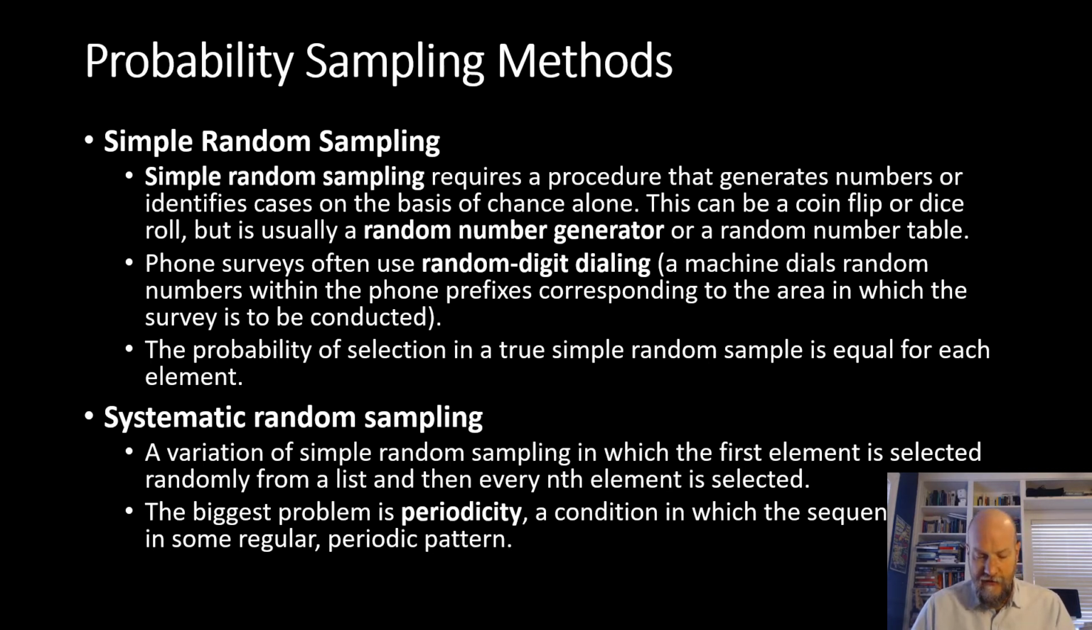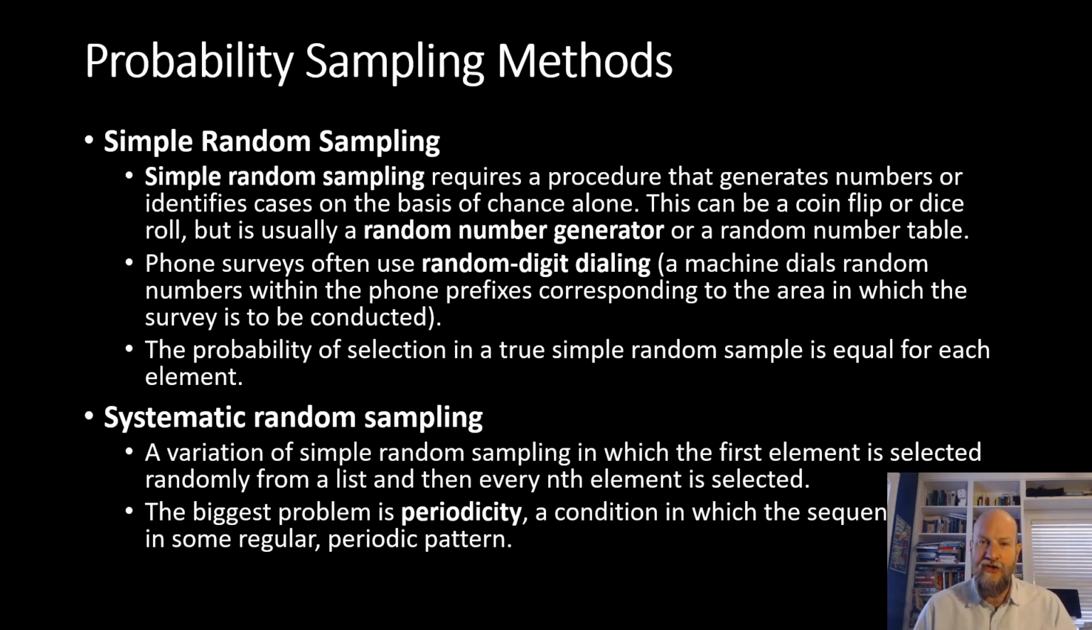So the first is simple random sampling, and it is pretty much contained within the name. You develop a procedure that generates numbers or identifies cases on the basis of chance alone. This can be done in a lot of different ways. It can be done with a coin flip or a dice roll. So let's say that I have a list of all the students in the university. Theoretically, I could sit there and I could flip a coin for every single one. I could roll a die. 1 through 3 means this person is going to be sampled. 4 through 6 means they're not. That's pretty tedious, as you can imagine.